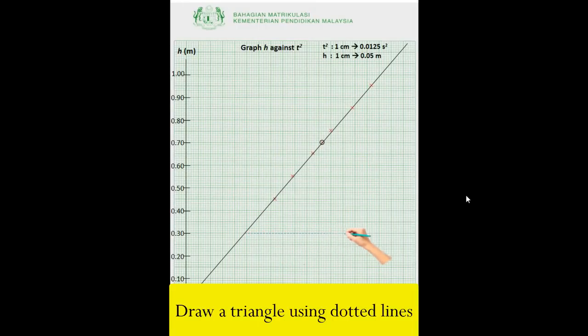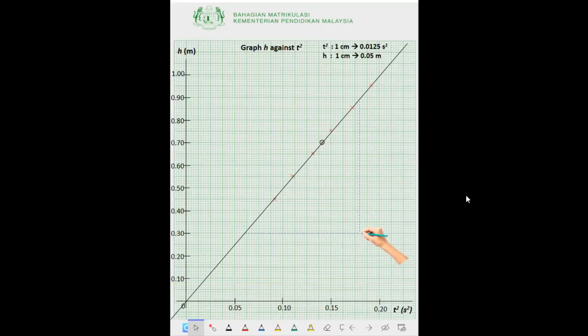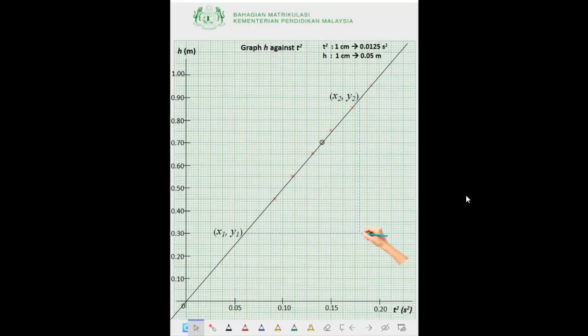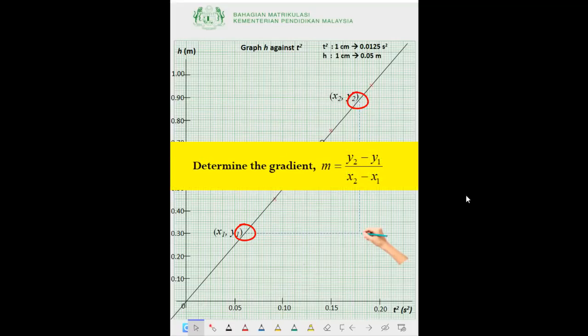Determine the gradient of the line by drawing a triangle. The triangle drawn should be large, more than half of the x-axis range. Read 2 points on the line correctly and determine the gradient of the graph.